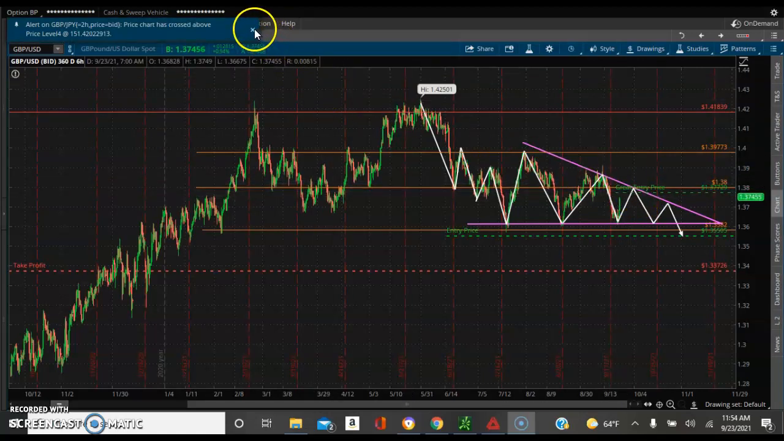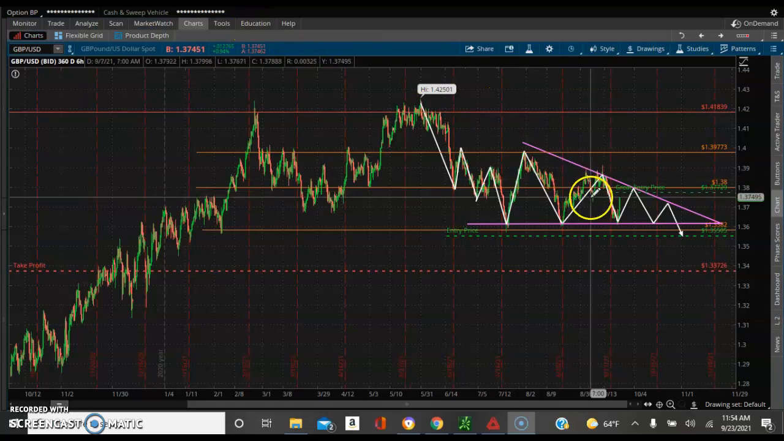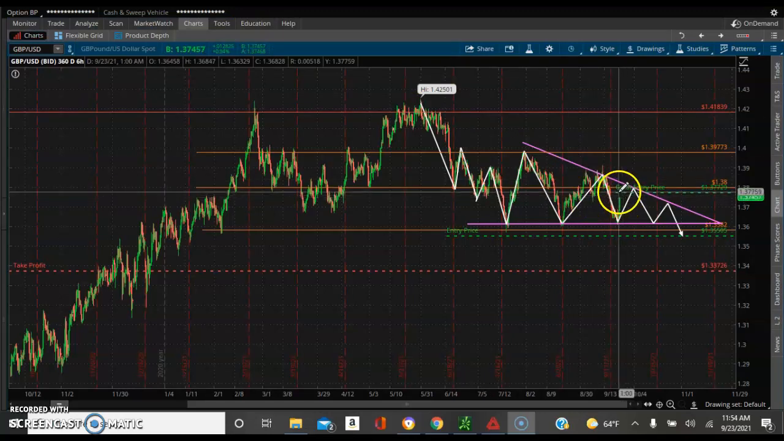Okay, just got an alert on this Great British Pound GPY. I'll take a look at that in a moment.